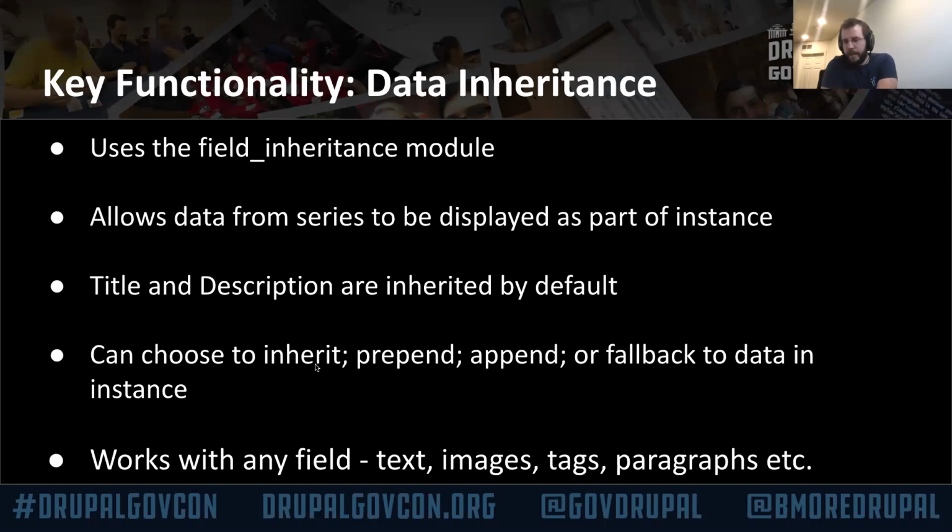A fallback would allow you to have an image field, for example, on the instance. And if you populate that field, if you add a specific image to the instance, it will display that rather than the one on the series. So it gives you a lot of flexibility to override or extend field data that is on the series and pull it down into the instance.